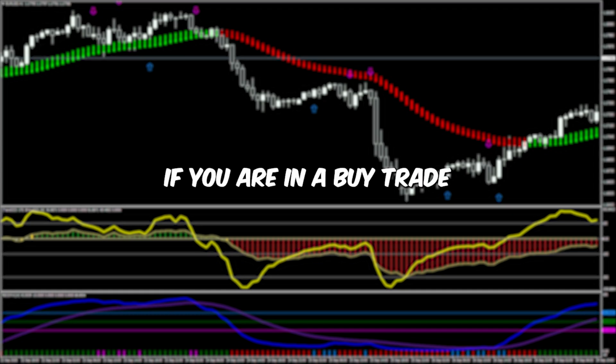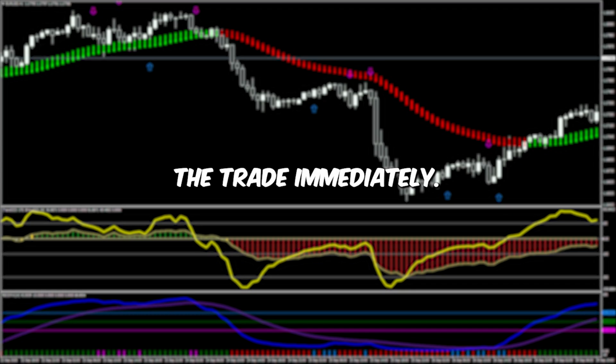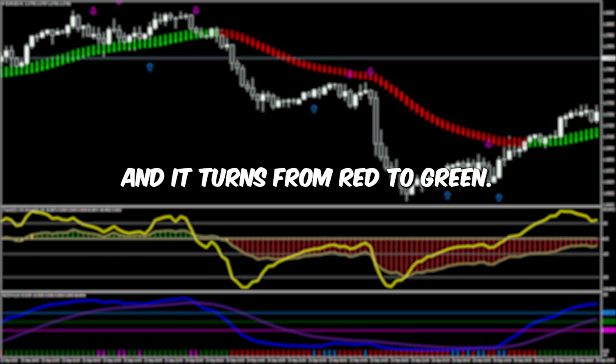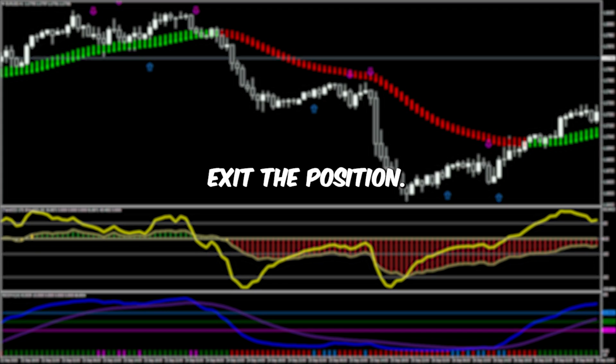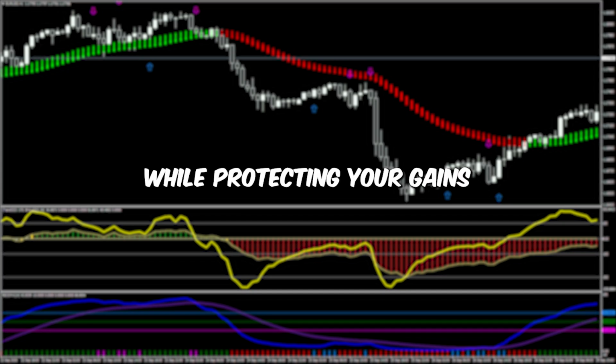If you are in a buy trade and the Heikin-Ashi turns from red to green, close the trade immediately. If you are in a sell trade and it turns from red to green, exit the position. This allows you to catch the full move while protecting your gains.